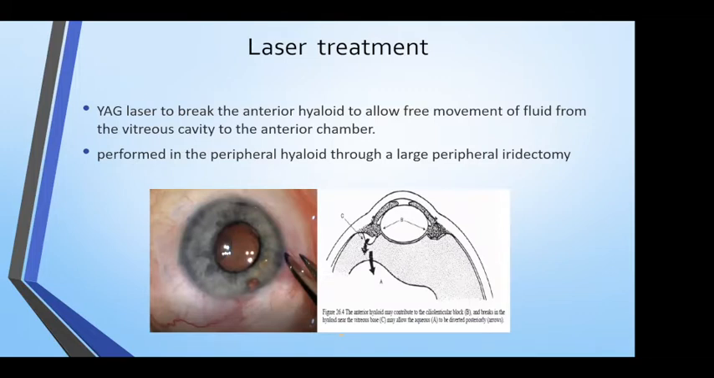You could also use YAG laser to break the anterior hyaloid face to allow free movement of fluid in the vitreous cavity to enter the anterior chamber. So if you look at this diagram on the side, if you go through the peripheral iridectomy and try to make your anterior hyaloid face disruption through here, you could enter these pockets, which tend to be peripheral. And then once that's interrupted, if the fluid moves forward, the first sign you're going to see is deepening of the anterior chamber. That's a sign that you have broken this attack, and patients can see improvement fairly quickly.